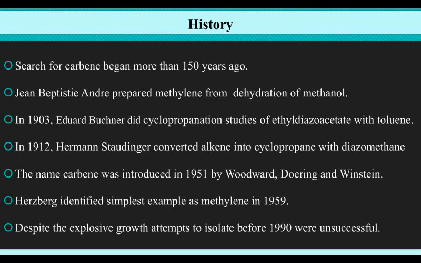The name carbene was first introduced in 1951 by Woodward, Doering, and Winstein. Then Herzberg identified the simplest example, methylene, in 1959. Despite the explosive growth, attempts to isolate them before 1990 were unsuccessful.